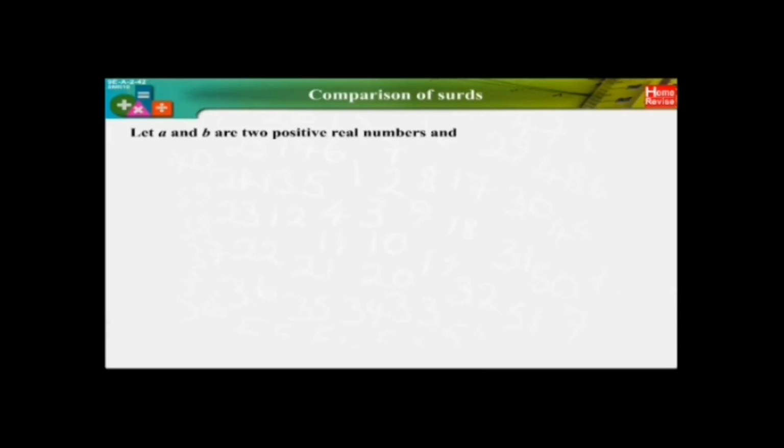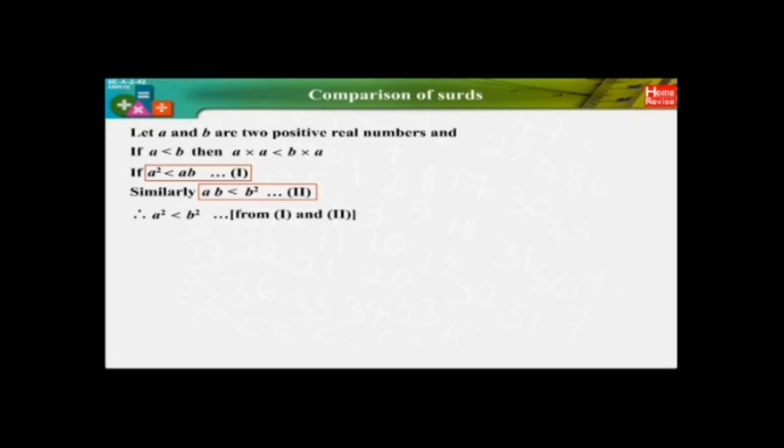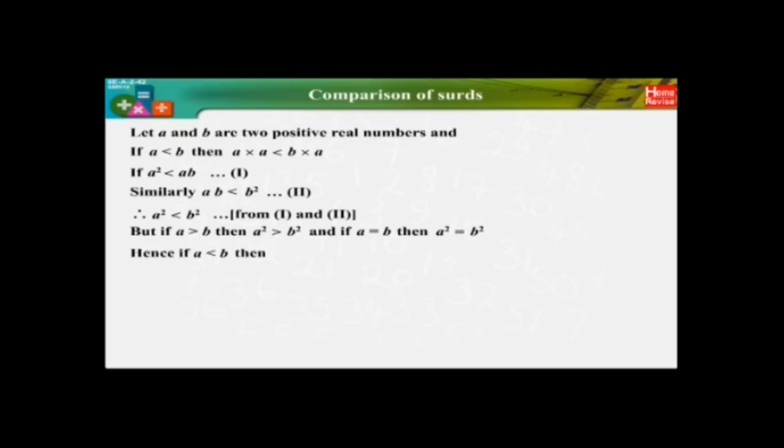Comparison of surds. Let a and b be two positive real numbers, and if a is less than b, then a multiplied by a is less than b multiplied by a. a square is less than ab is marked as equation 1, similarly ab is less than b square is marked as equation 2. Therefore, a square is less than b square from equations 1 and 2. But if a is greater than b, then a square is greater than b square, and if a is equal to b, then a square is equal to b square. Hence, if a is less than b, then a square is less than b square.